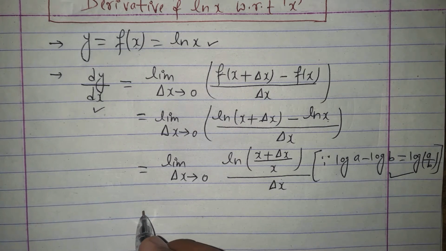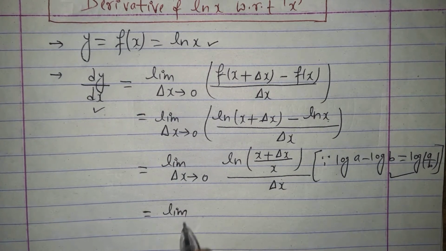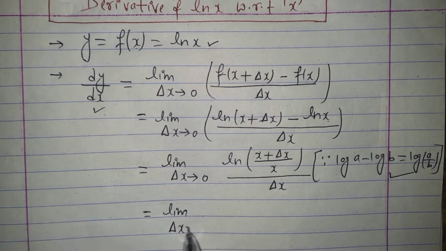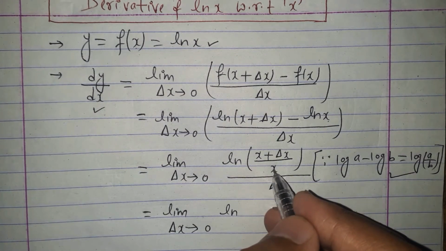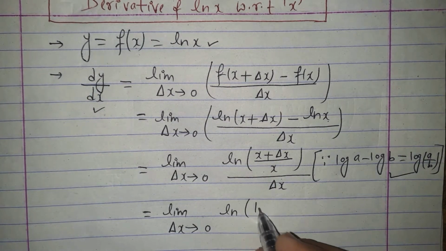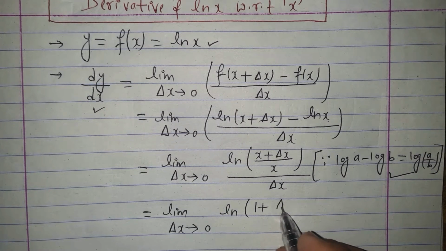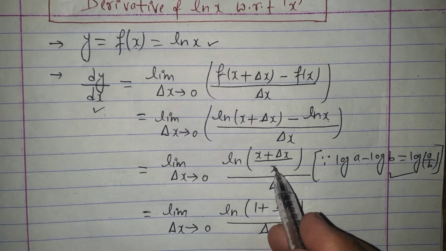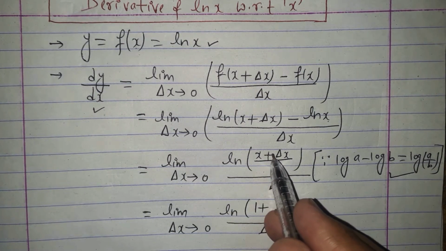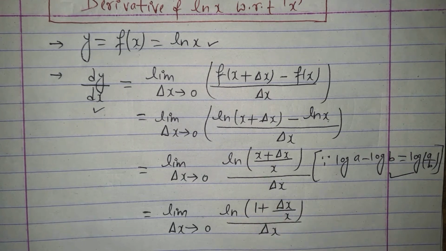And let's simplify this. Limit delta x approaches to 0. Here ln of, we can distribute the common denominator, and this can be written as 1 plus delta x over x, all over delta x. Here we just distribute this fraction into the two parts.